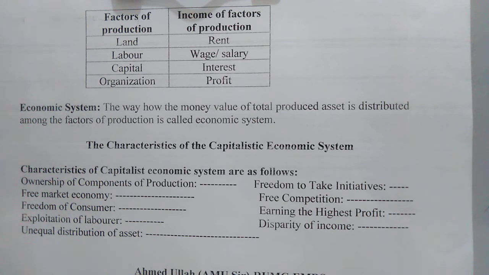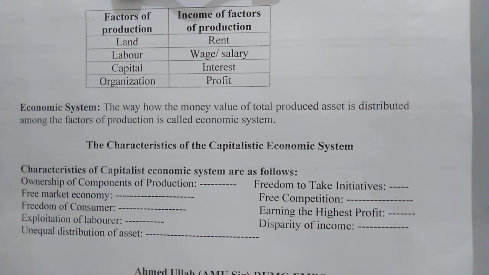Dear student, we have already learned what is land, labor, capital, and organization. And we have learned the income of land, labor, capital, and organization. In the chart, you notice that in the first column, the factor of production, and the second column, the income of the factors of production. That is, the owner of land is given rent. That is, the income of land is rent. The income of labor is called wage or salary. The income of capital is called interest. And the income of organization is called profit.